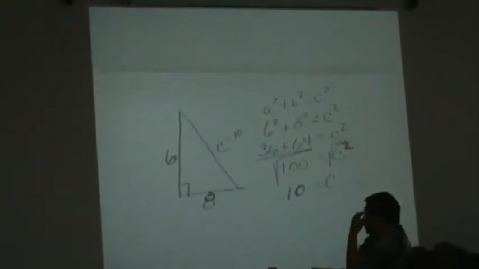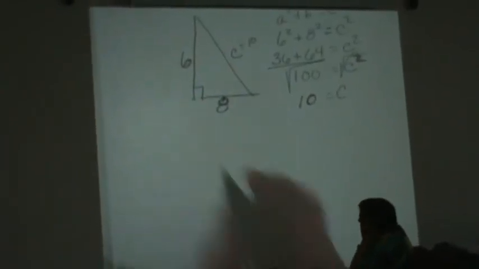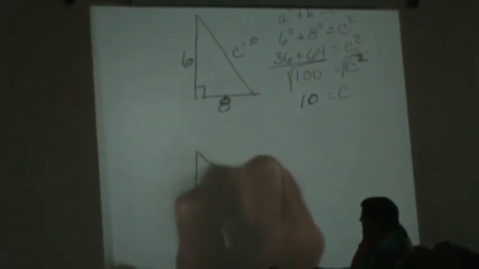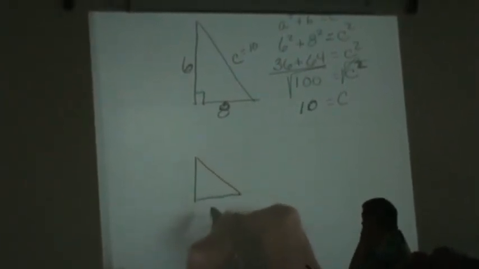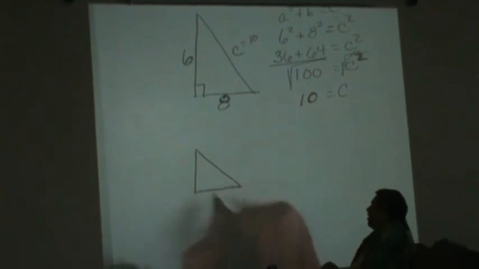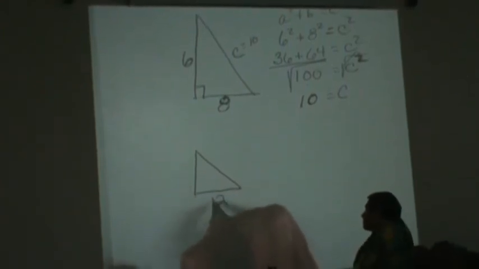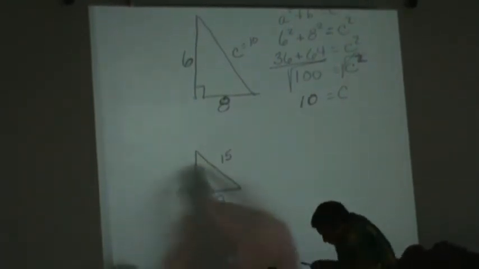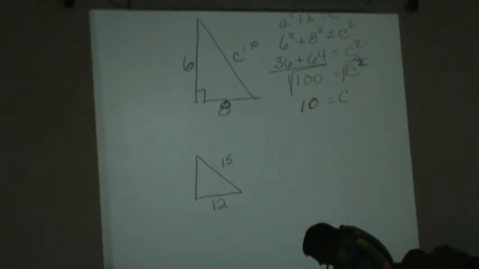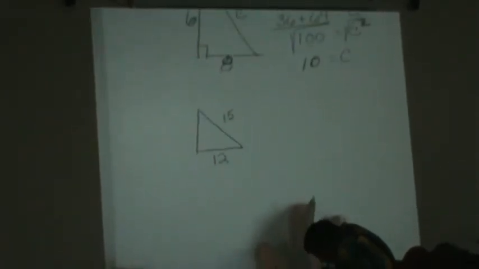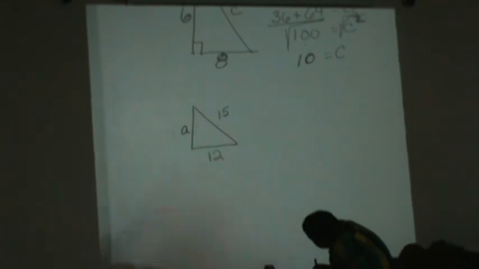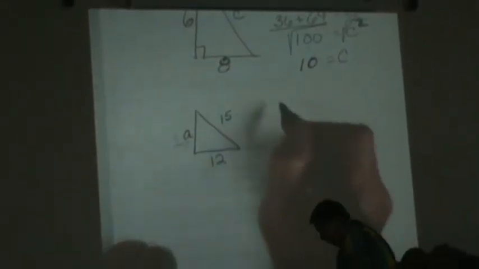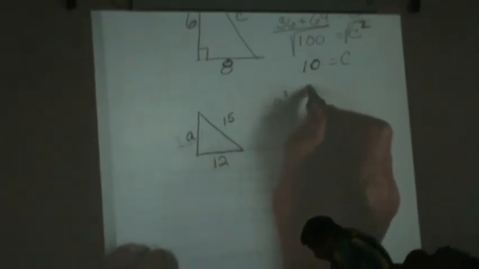Okay, let's do one where one of the legs is missing. Let's say we know this is 12, and we know this is 15, but we don't know this. And we might as well put an A there, since that's usually called side A. A squared plus B squared equals C squared.